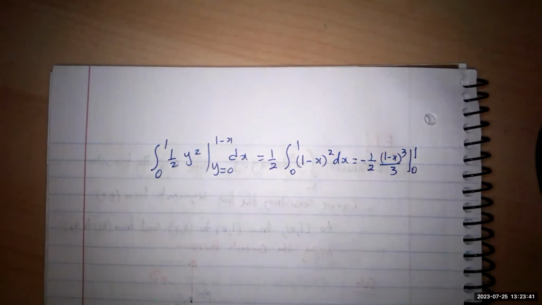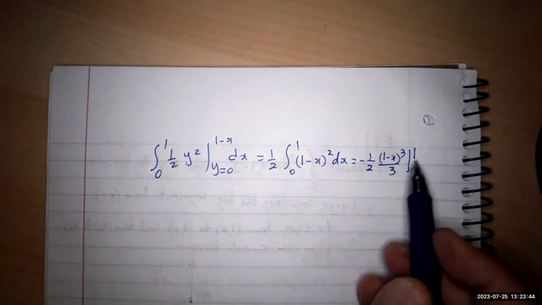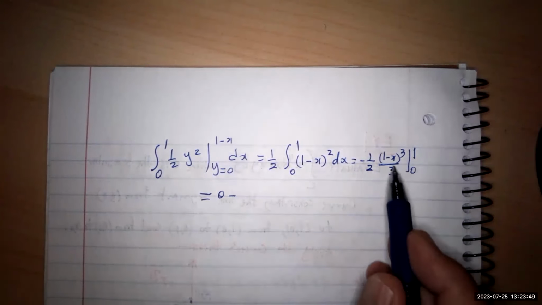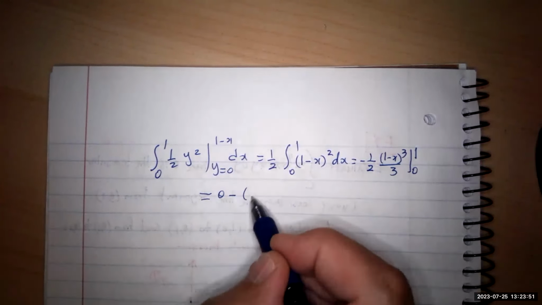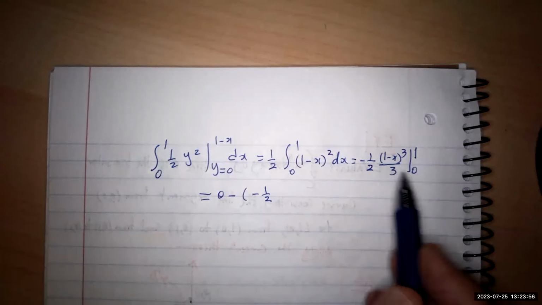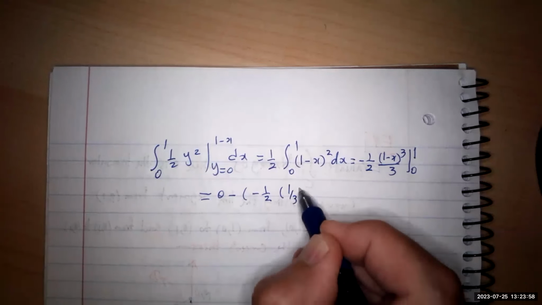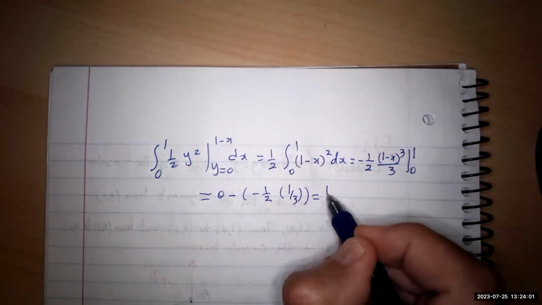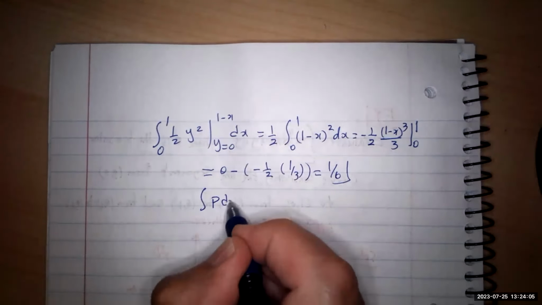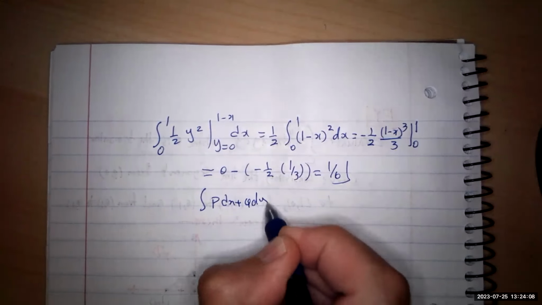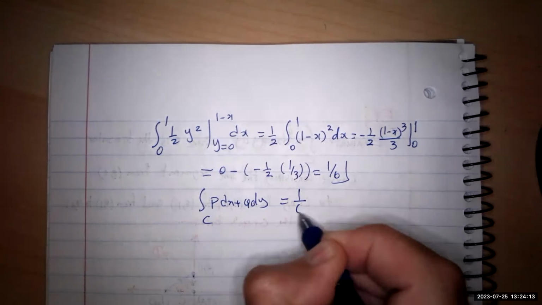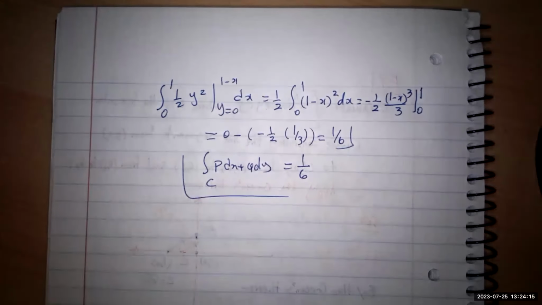And if you substitute, if you put the 1, you get nothing, you get 0. So this is going to be 0 minus, if you put x equal to 0, that gives negative 1/2. Okay, this is negative 1/2 times 1/3. So the answer would be 1/6. So the integral of P dx plus Q dy over that path is going to be equal to 1/6.